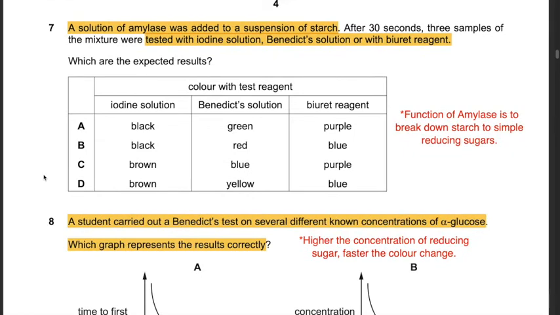Question 7. A solution of amylase was added to a suspension of starch. After 30 seconds, 3 samples of the mixture were tested with iodine solution, Benedict's solution or with biuret reagent. Which are the expected results?